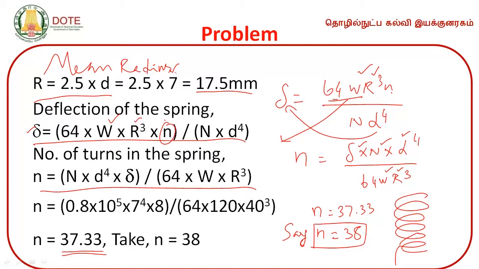We have found d as 7, so we substitute that. The modulus of rigidity is given in the problem, and the d value has been calculated. Substituting these, we get the value of n. What is n? 37.33. So take n is equal to 38. Why do we take 38? The number of coils or number of turns in the spring should not be a decimal value. It should be a whole number.